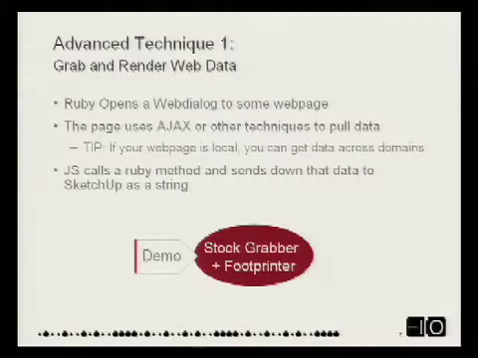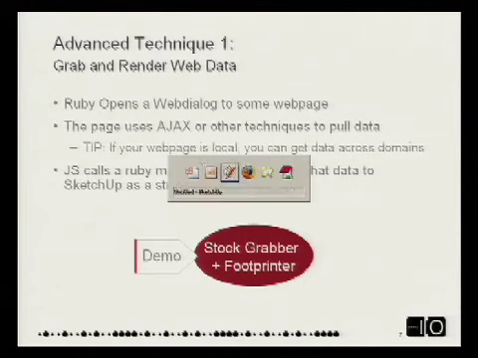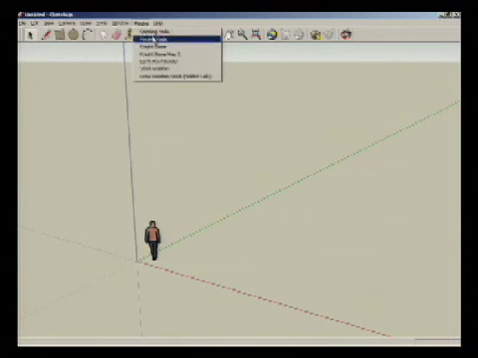So we're going to go through a series of techniques, and the first one is the ability to open up one of these web dialogues and grab some data from the web and render it. How it works is that you open up a web dialog inside SketchUp, and then the JavaScript or whatever inside that web dialog goes and gets the data. And then with some JavaScript calls, you basically tell the Ruby API to do something. I'll show you a couple of examples of this.